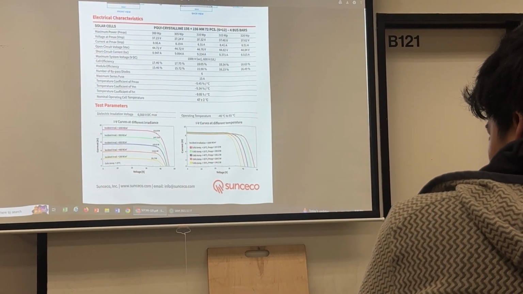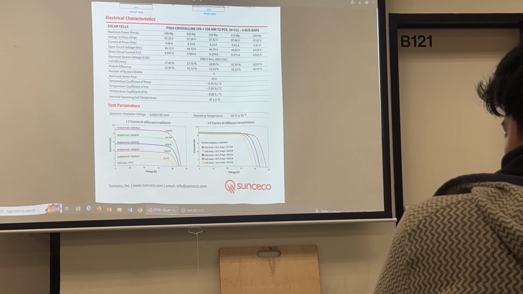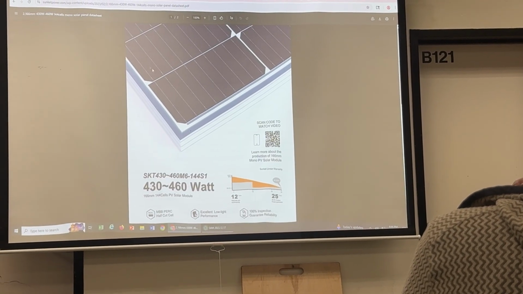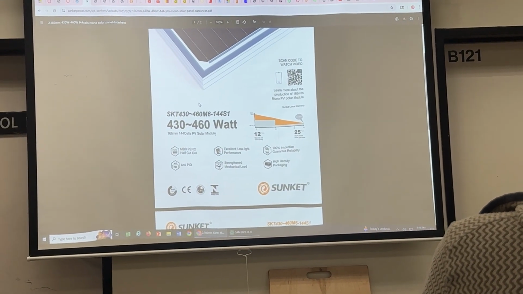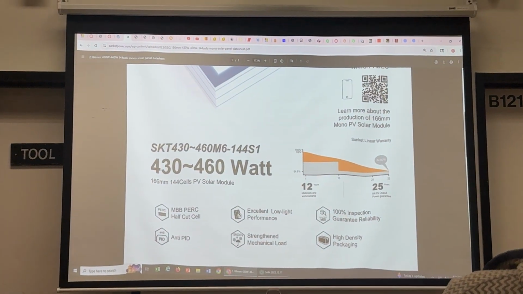Let's go to the next. Let's go to another model. So that'll be the next one, and the next one is, what was the next cell size? 166. This is a 166 millimeter model.